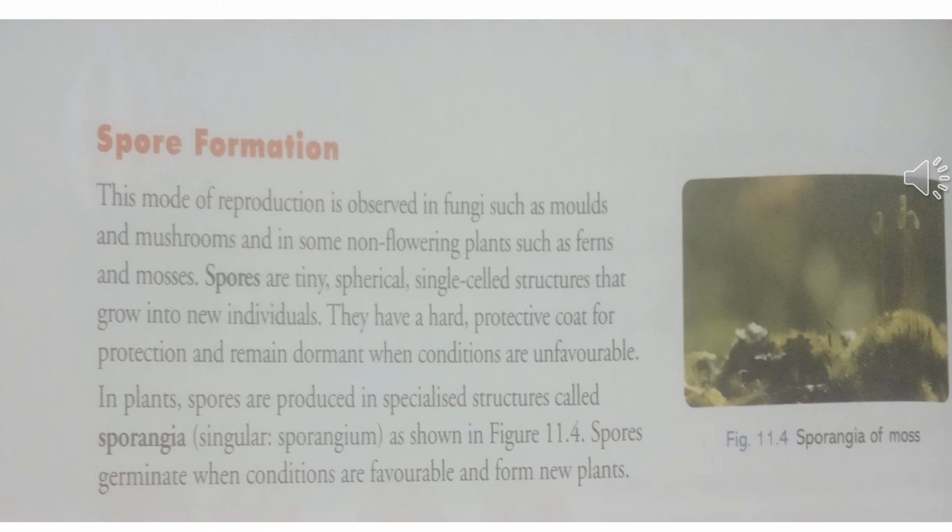Spores are actually tiny spherical single-cell structures which grow into a new individual, and when unfavorable conditions come, they remain dormant and they have a hard protective coat for protection. In plants, spores are produced in specialized structures called sporangia. Spores germinate when conditions are favorable and form new plants. So this way fungi reproduce by the process of spore formation, which is a type of asexual reproduction.